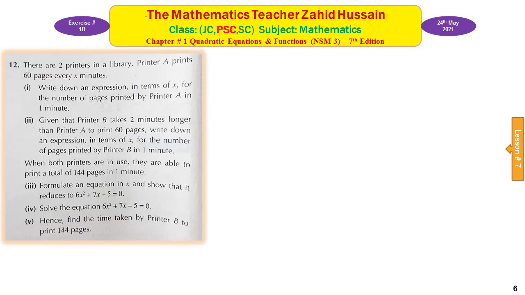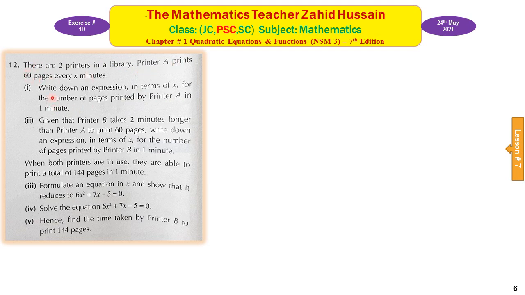So this is question number 12. The question is, there are two printers in a library. Printer A prints 60 pages every x minutes. Write down an expression in terms of x for the number of pages printed by printer A in 1 minute. So there are two printers. Printer A takes x minutes to print 60.